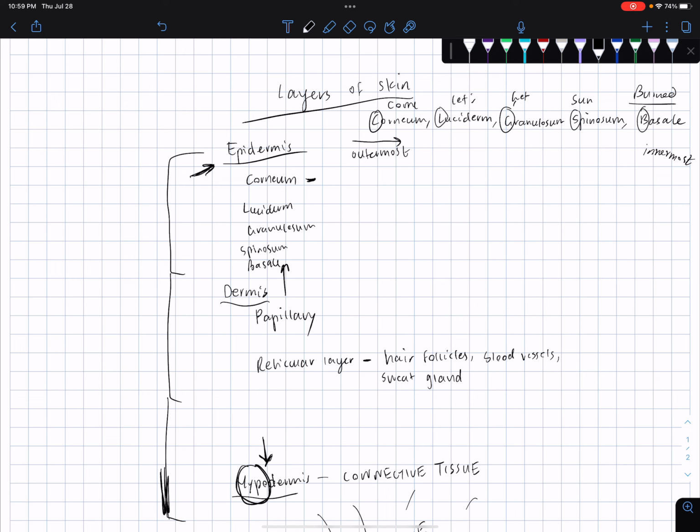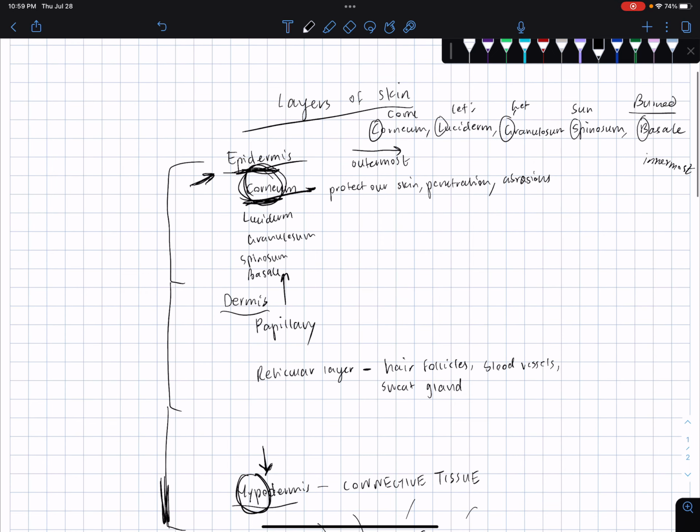So the corneum, you can think of this layer, since it's the outermost one, it's the one that's right beneath the environment. It is going to protect our skin, and it's going to protect it from penetration and abrasions. So its main duty, try to remember it like corneum is on the outermost, so it is probably going to be exposed to most of the environment. So it's going to protect our skin from penetration and abrasions.